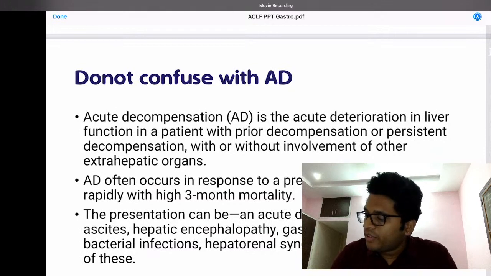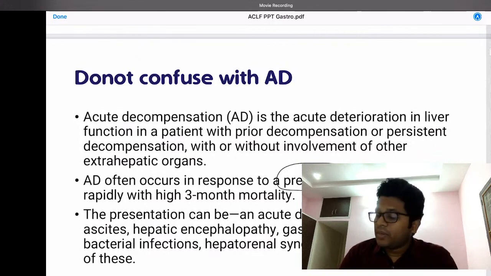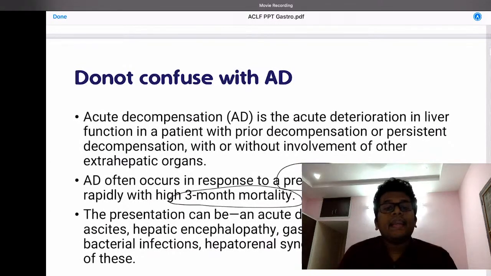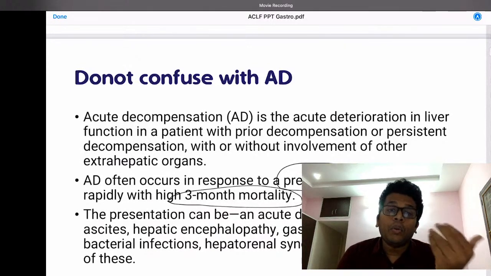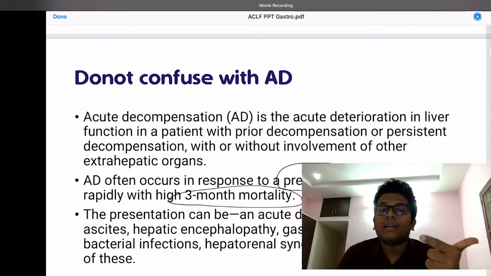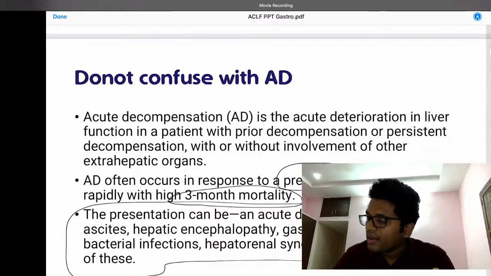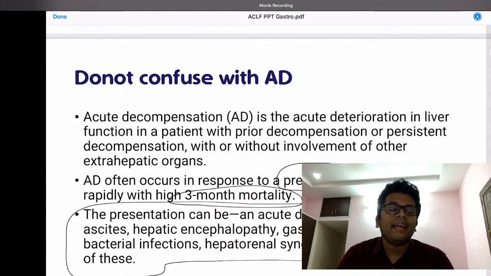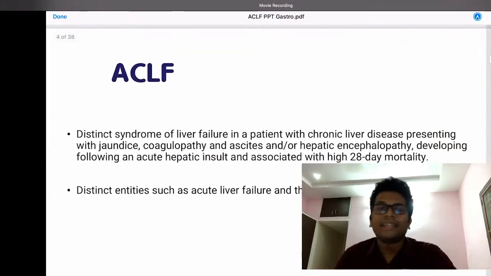Okay, so here we should know that there is a precipitant for an acute decompensation and the 3 month mortality is quite high. In ACLF, the terminology we use is a high 28-day mortality. So here there is a little better prognosis. Now, the presentation can be an acute development of large ascites or hepatic encephalopathy or a variceal bleed or a bacterial infection, HRS, or a combination of these. So, acute decompensation involves all of these basic decompensations that we see in a known cirrhotic patient. So this should not be confused with today's topic, that is ACLF.